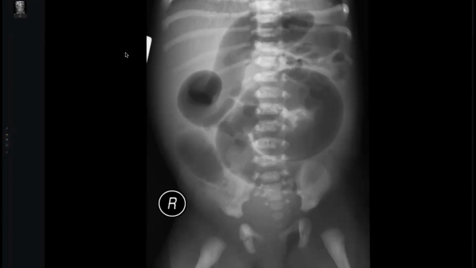Are you sure this is a lower GI? Yes, because there is no feature within these structures, and I think that there is a cluster of small bowel loops in the left upper quadrant of this patient. Excellent, so this makes this the left colon. Okay, go on.